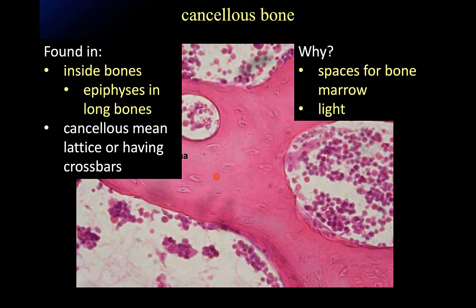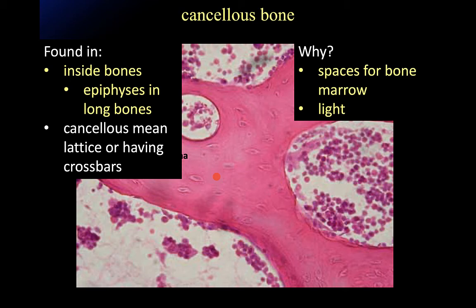And this has spaces within it for bone marrow, and it also helps make the inside of our bones light while still allowing them to be strong. So we find this inside bones. We find it in the epiphyses of our long bones, which is going to be the ends of that again. It ends up that in our long bones, like our femur, the big tube-shaped area called the diaphysis is going to be hollow on the inside. We call that the medullary cavity, although we do fill that with fat, which we refer to as yellow bone marrow.